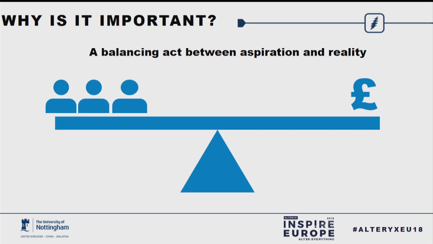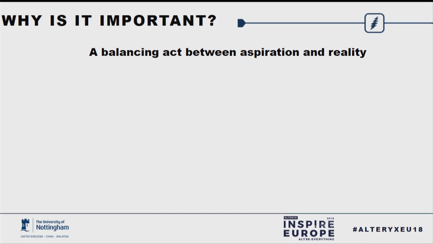So yeah, it's getting big and it's getting complicated. And why is it important? Very briefly, it's a balancing act between the aspiration of what academic departments want and the reality of what they can actually deliver. So balancing student population against the income that it generates.